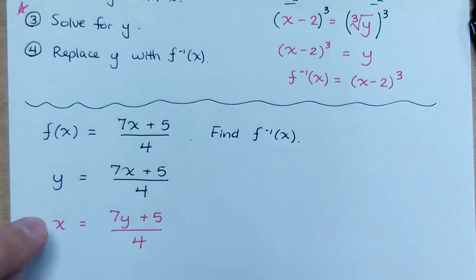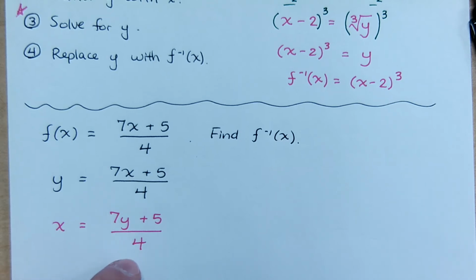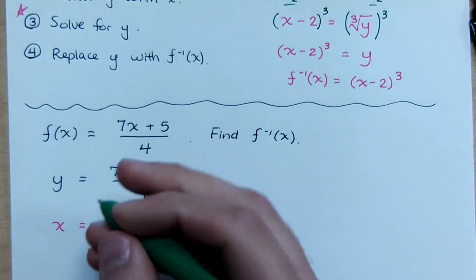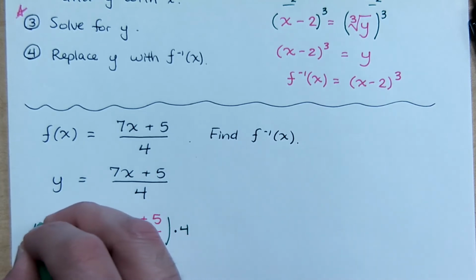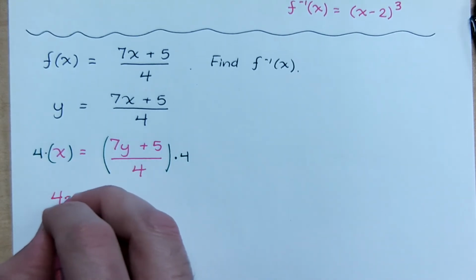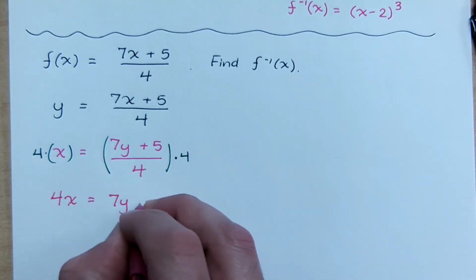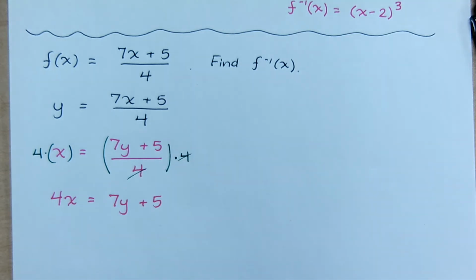Don't even worry that this is x over here. This is the only place you see y, so you're trying to strip away those layers just like we've done so many times before with solving an equation. What do I need to get rid of first? The 4 in the denominator. I need to get rid of the 4 because the 4 is affecting everything. So I'll get rid of the 4 by multiplying both sides of the equation by 4. So we get 4x is equal to 7y plus 5, because we know here that these 4's are going to reduce.